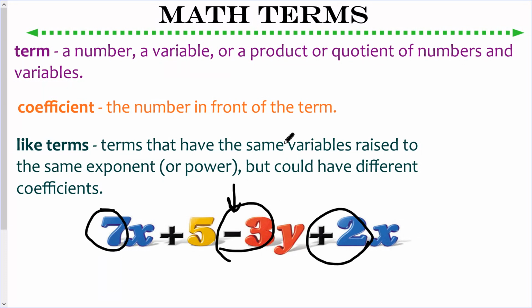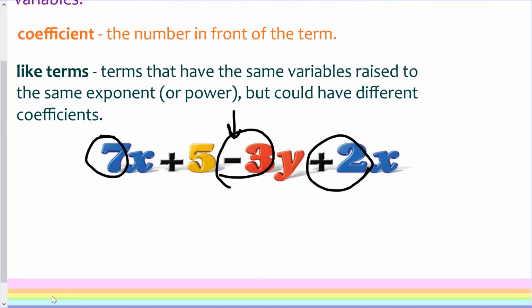Okay, today we're going to talk about like terms, and we're going to actually simplify algebraic expressions by combining like terms. So if you look at this expression again, and you think, okay, what can I combine? In order to combine, they need to be like terms, and they have to have the same variable raised to the same exponent or power, but could have different coefficients. So, for example, we can combine this 7x and a +2x. Since they're both positive, we would just add them together.